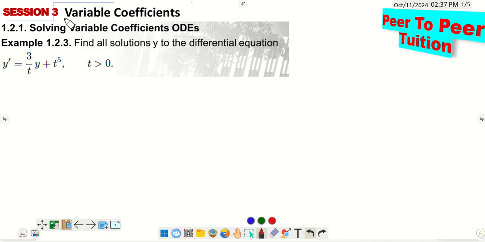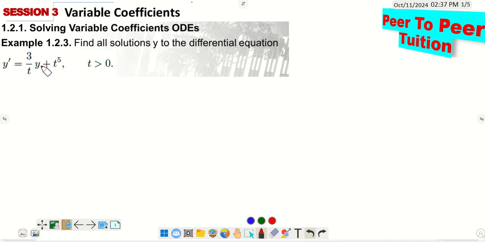Now, under section 3, we are looking at variable coefficients. Looking at this question, we can see that the coefficient of y is 3 over t. This is not a constant coefficient, it is a variable coefficient because of this independent variable t. So whenever we have such a case, how do we solve it? Let's look at the solution.